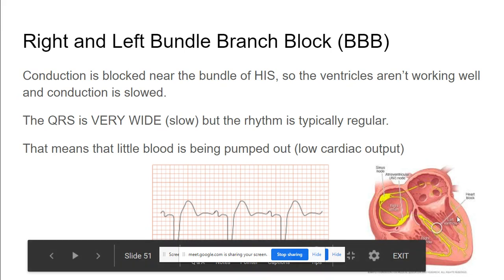Okay, it can be the right or the left bundle branch, depending on maybe someone had a heart attack and it injured this area right here. You're going to see a really wide ventricular complex.